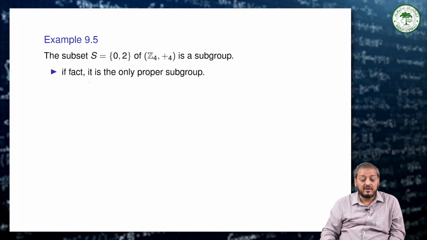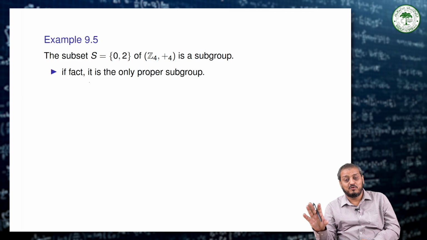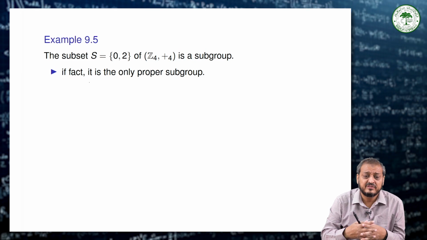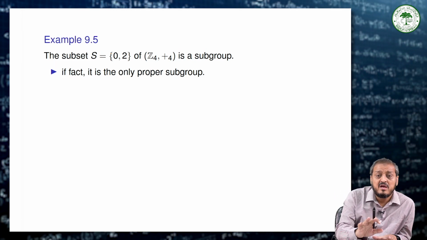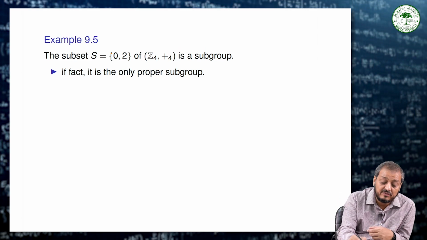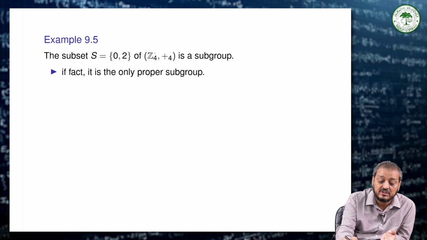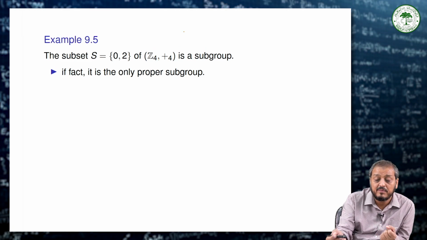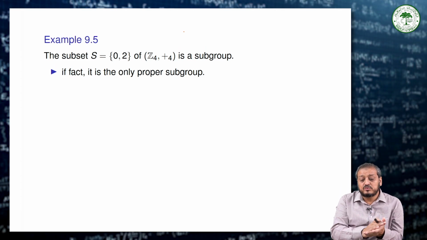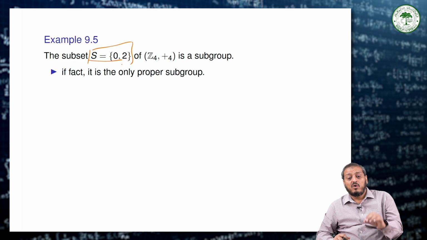So clearly we can say that this S is a subgroup of Z4. In fact, I will say that it is the only proper subgroup of this group, so let us elaborate this case. We say that S is the only proper subgroup of this set. Clearly we are asking about the subgroups of Z4. One subgroup is Z4 itself, and another is the one containing just the identity element. These two are the trivial subgroups of this set, and after that we look for a proper subgroup. So we say that S equal to {0, 2} is the only proper subgroup.